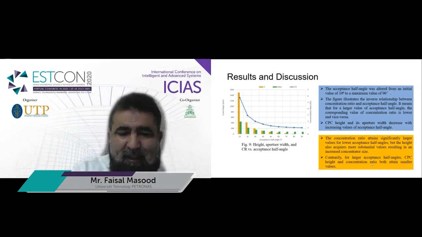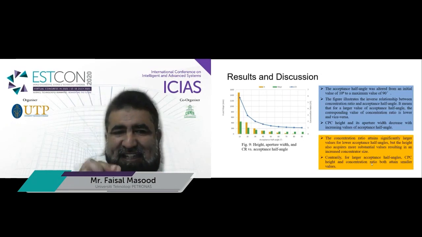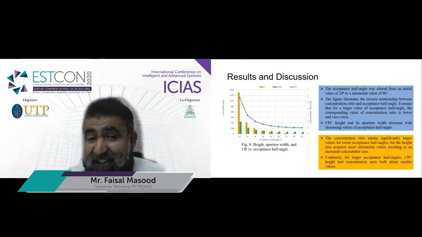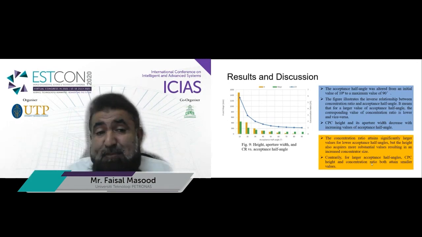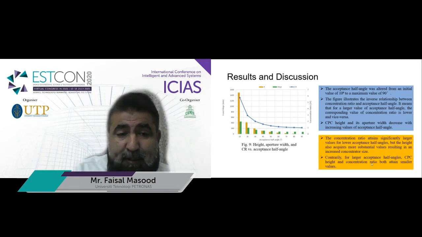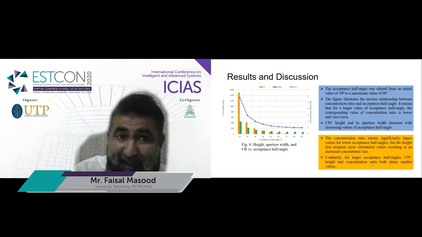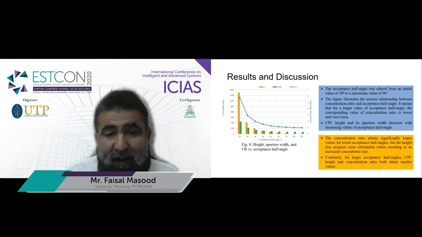For this purpose, we changed the acceptance angle from its initial value of 10 degrees to a final value of 90 degrees. Concentration ratio decreases with increasing acceptance angle, and so do the CPC height and the width of the entry aperture. For a lower half acceptance angle, for example 10 degrees, the concentration ratio is maximum, but the height attains a very large value, and so does the width of the entry aperture.